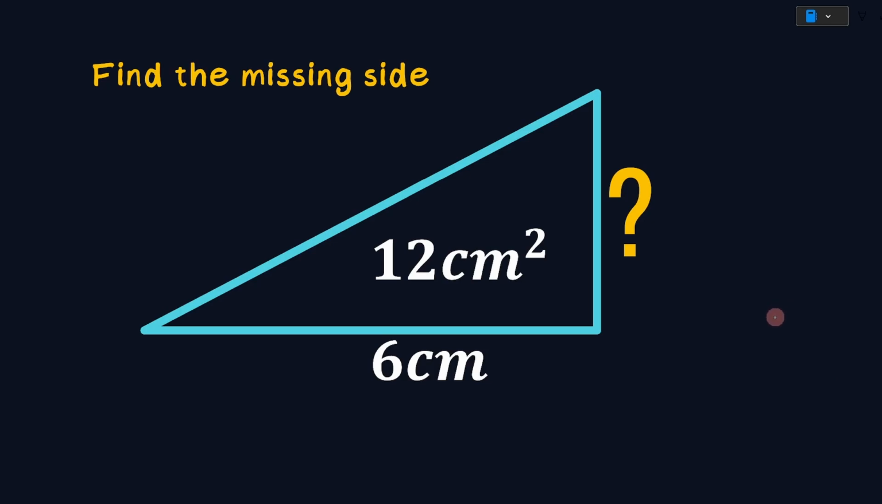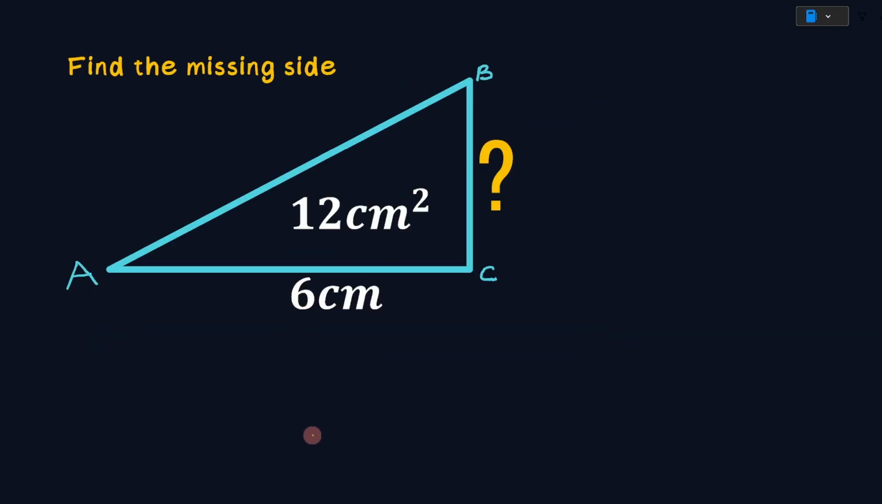In this geometry lesson, we are told to find the missing side of this triangle, and it is labeled with a question mark. Before we begin, let's call this side A, let's call this side B, and let's call this side C. Okay, we need to understand what we are given, what we know and what we don't know about this triangle. We know that the side length AC is given to us as 6 cm.